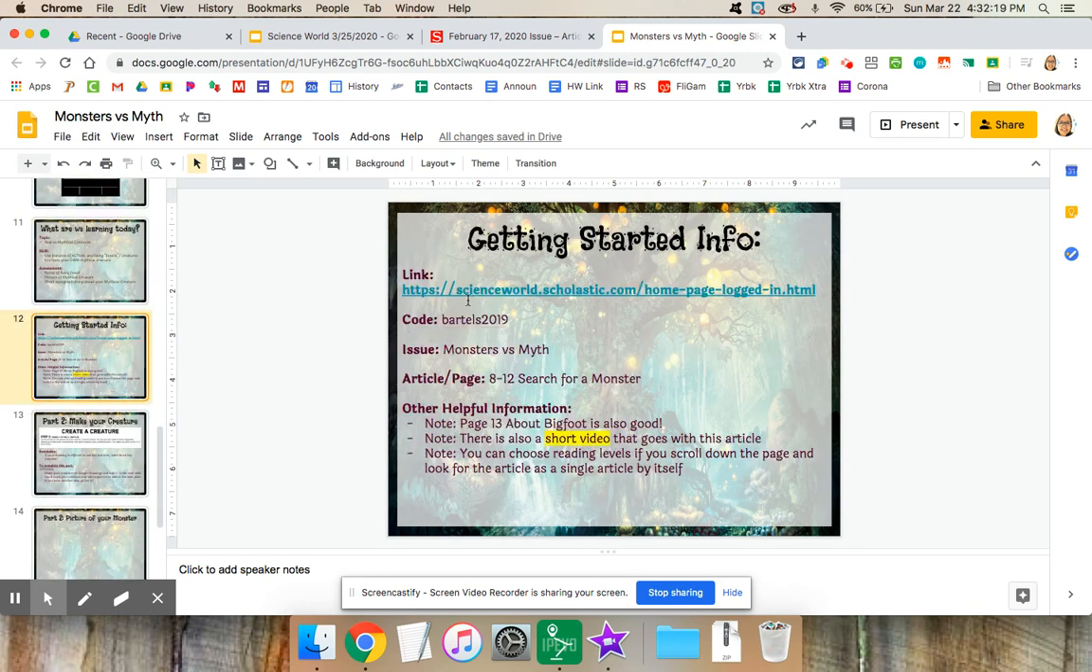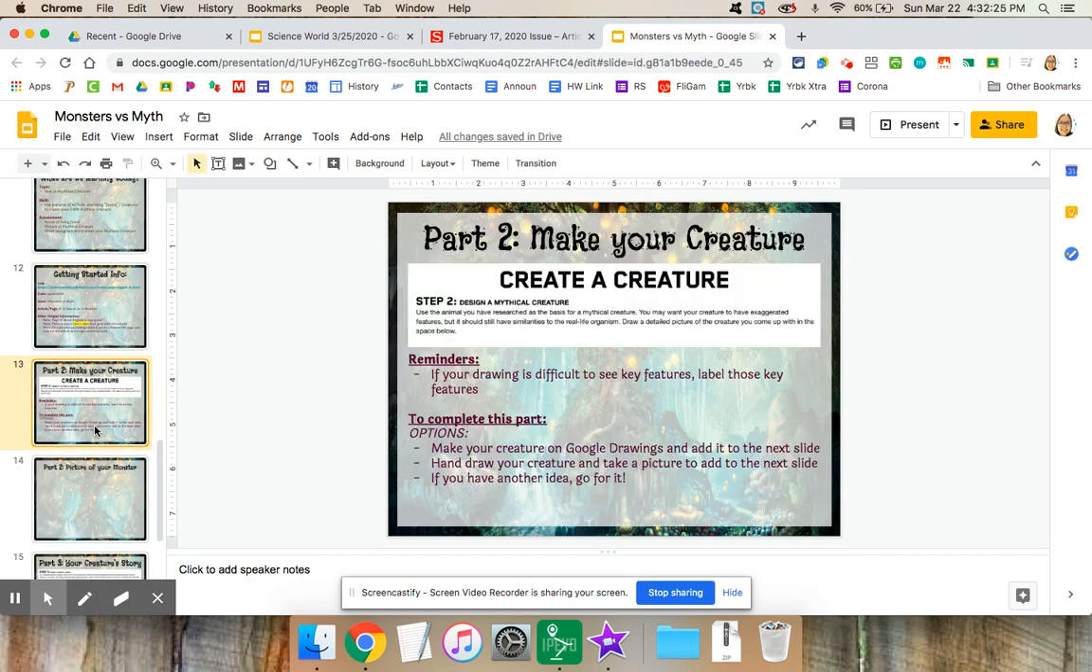So getting started information, I do have the link on here to get to Science World if you needed to refer back to it. But here is the create a creature. So part 2, create your creature. Step 2, design a mythical creature. Use the animal you've researched as the basis for a mythical creature. You may want your creature to have exaggerated features, but it should still have similarities to the real-life organism. Draw a detailed picture of the creature you come up with in the space below.